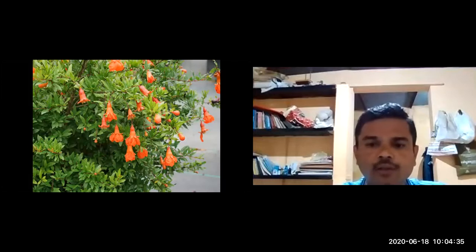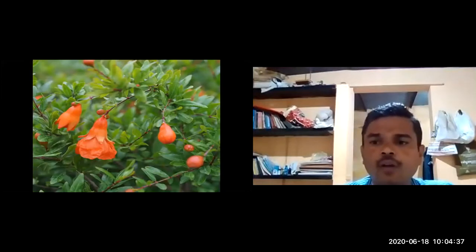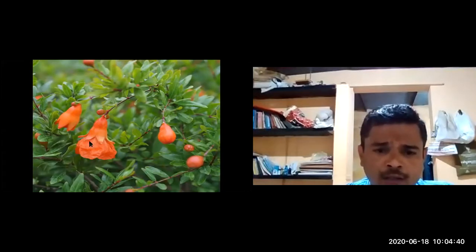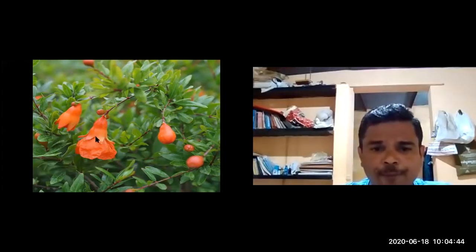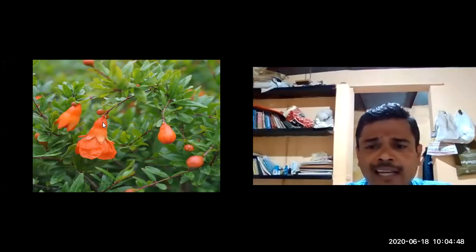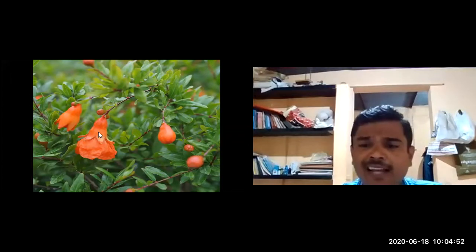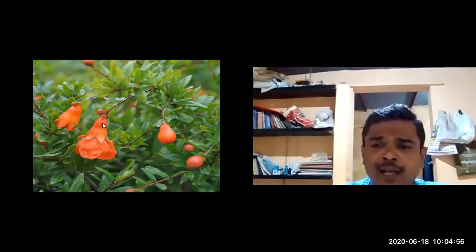Okay, so this is what you can observe in this picture. So this is the red. Usually, this is the calyx part. The calyx is usually green in color, but here you can observe it is almost red in color, and it is leathery. This calyx will be the persistent calyx, which is leathery in nature.